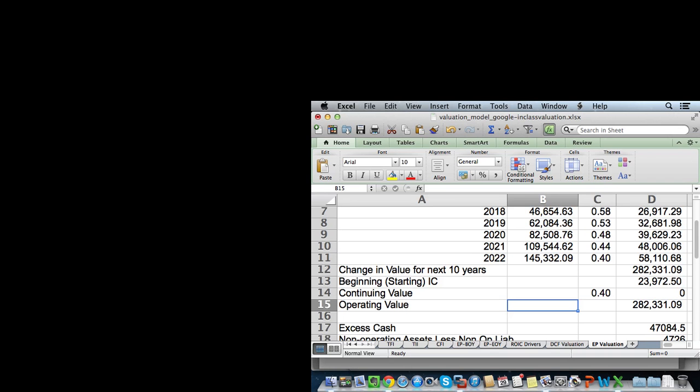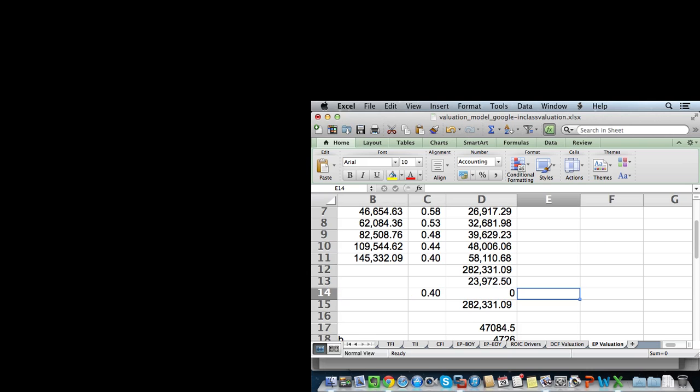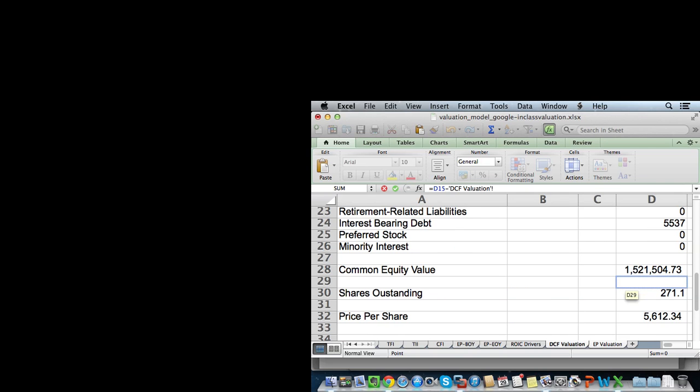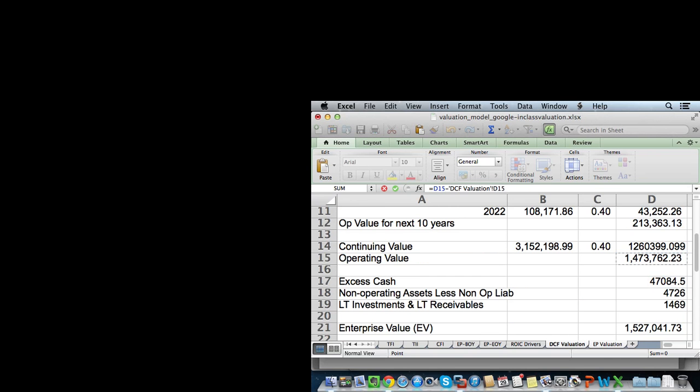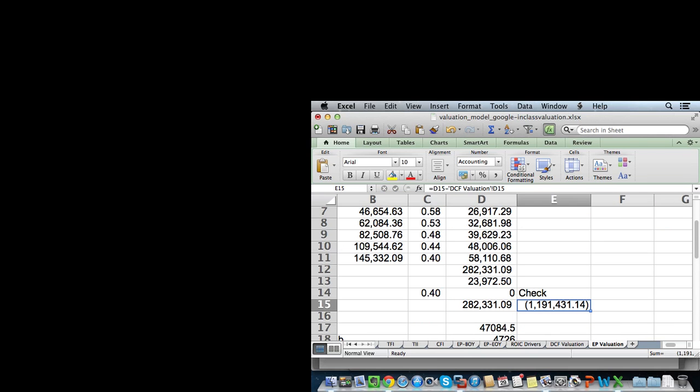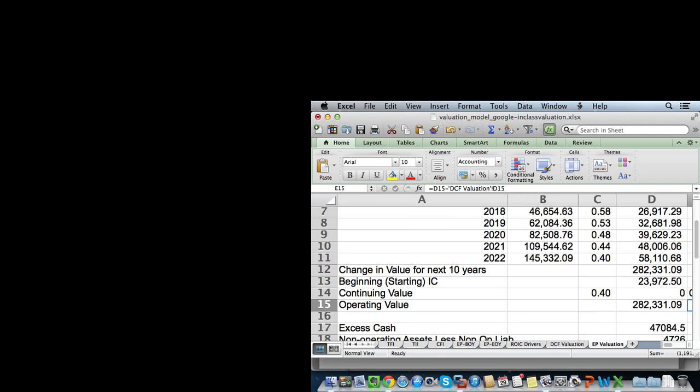So what I need to do is for this continuing value, I need to basically figure out what it needs to be so that these operating values balance. Right? And then what I'll do is, just to see if they do, I'll put this little check in here. And this minus from the DCF, this operating value, that check needs to be 0. So I already know that that's the number, 1.191 billion needs to be this number, right?